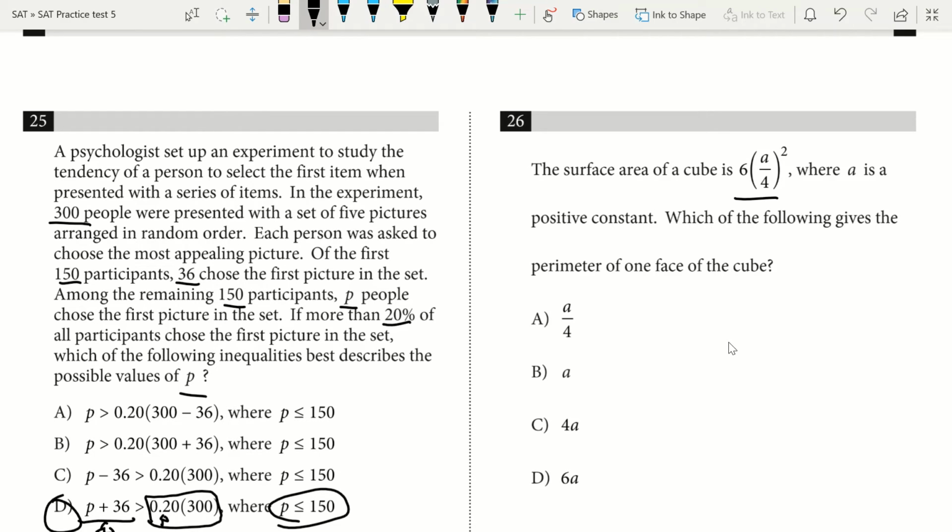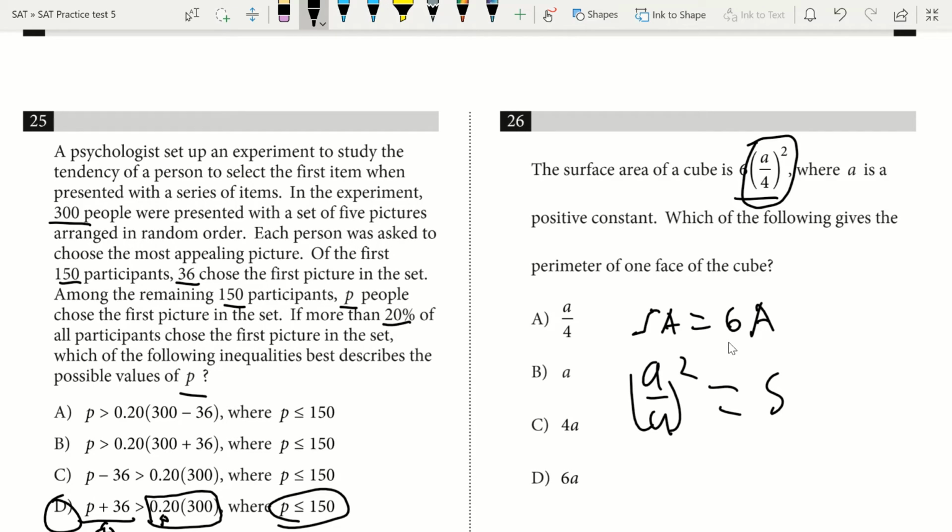All right, the surface area of a cube is 6 times quantity a over 4 squared, where a is a positive constant. Which of the following gives the perimeter of one face of the cube? All right, well, surface area, SA, that's equal to 6 times the area of each side. Well, that means that my area of each side then is going to be my a over 4 squared. That's my area, and we know my area then for a cube, for that side, the side of a square is s squared. I root that to get my side length, right? So my side length is going to be a over 4.